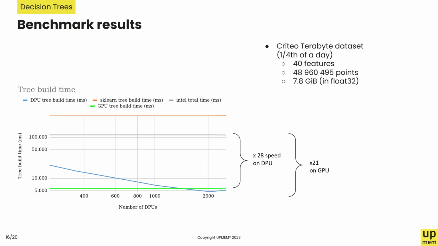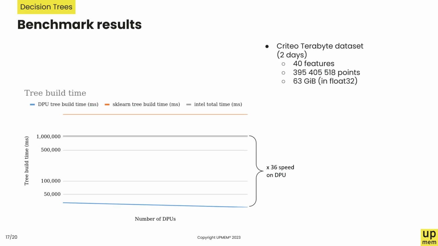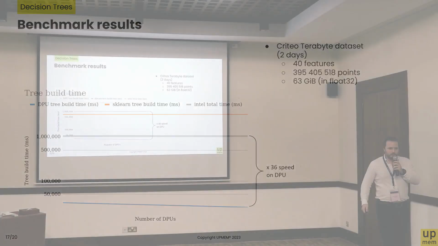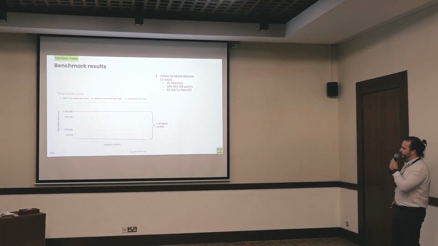We can go to the data domain where the GPU cannot operate. This time we take 2 days of video data. So that's a 64 gigabyte data set. We can't compare to the GPU anymore because it doesn't work in that range. And this time, yeah, we've got some really good increase compared to even the optimized CPU implementation.